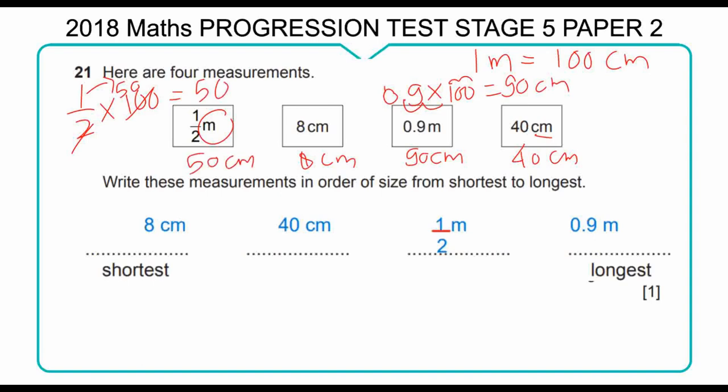Now the shortest will be the smallest, 8, followed by 40 cm and 50 cm. For 50 cm we have to write the original from the question, half a meter. We don't write 50 cm here, it will be wrong. So it should be half a meter, and the next is 90 cm. The original is 0.9 meter. So that will be our answer.